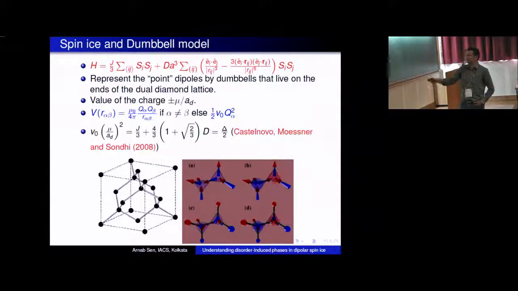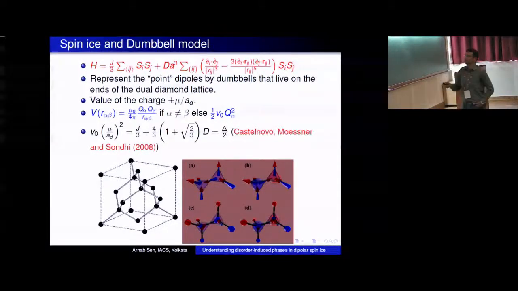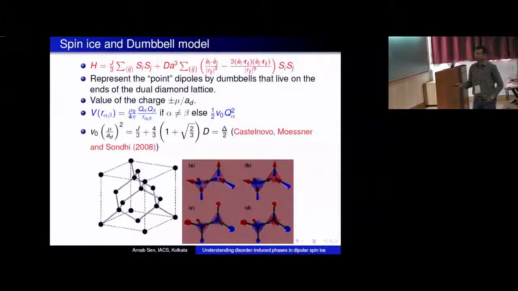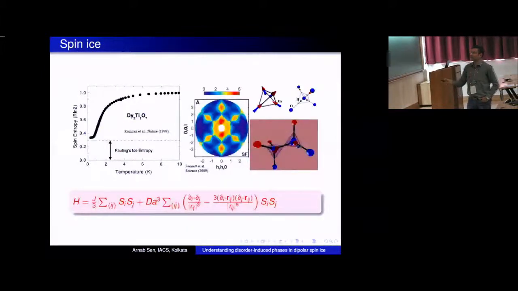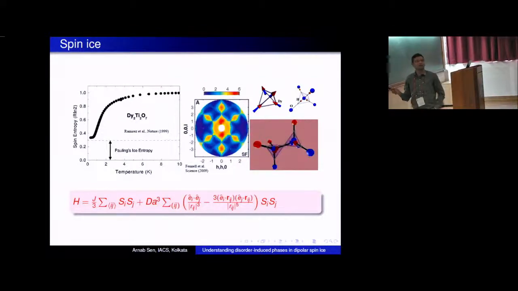And it's actually a very simple realization. So let's see what they did. What they did was to write this complicated long-range problem of spins in terms of some charge degrees of freedom. Okay, so how do you do that?